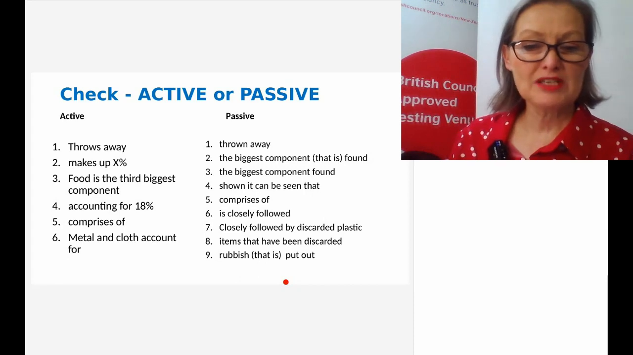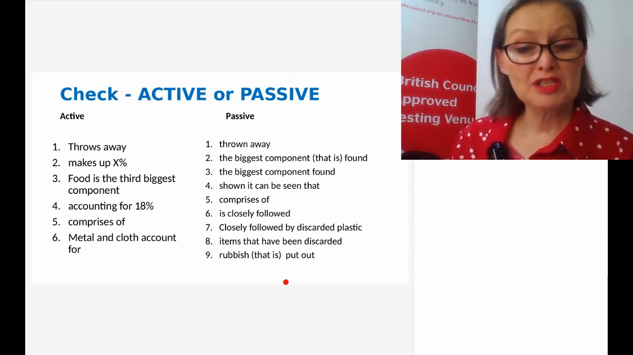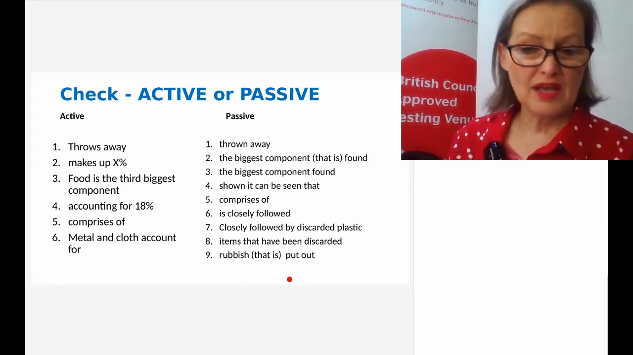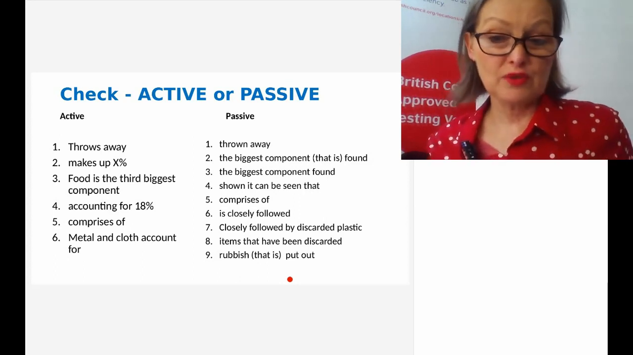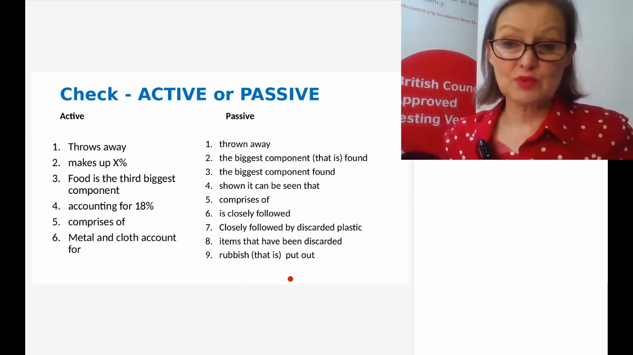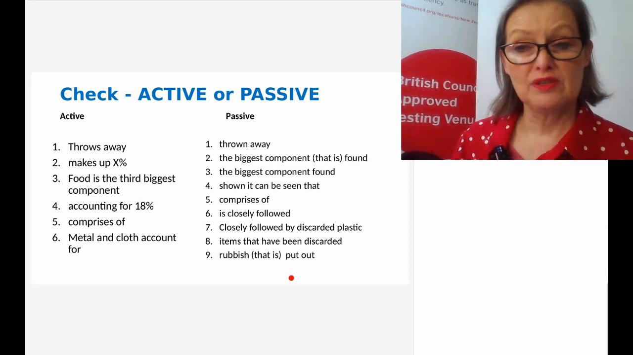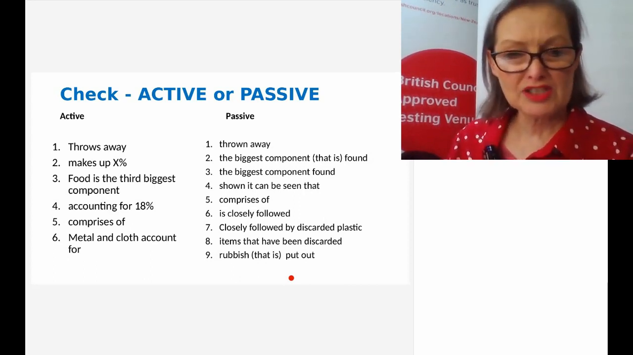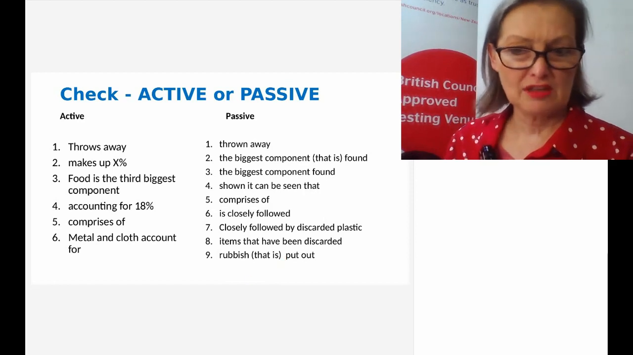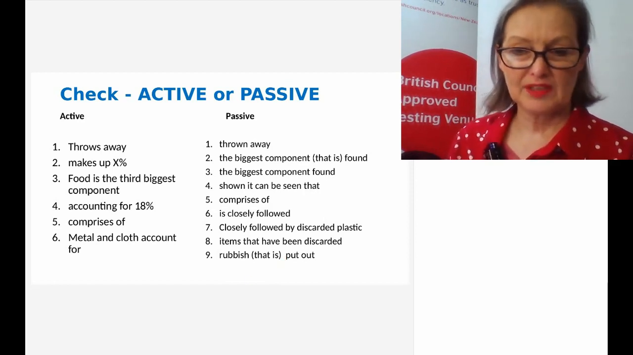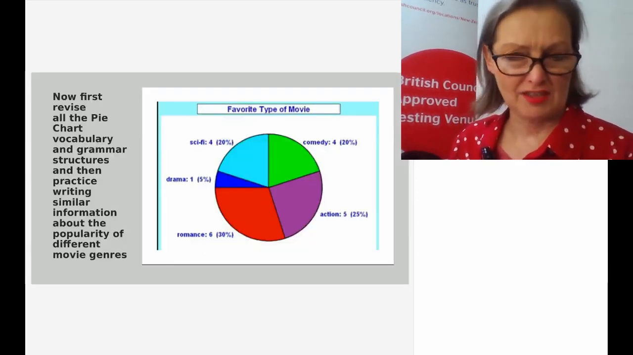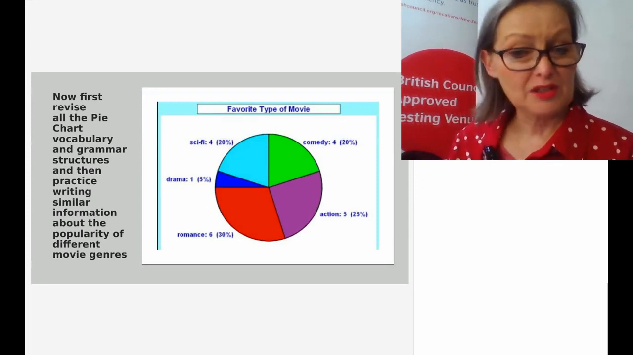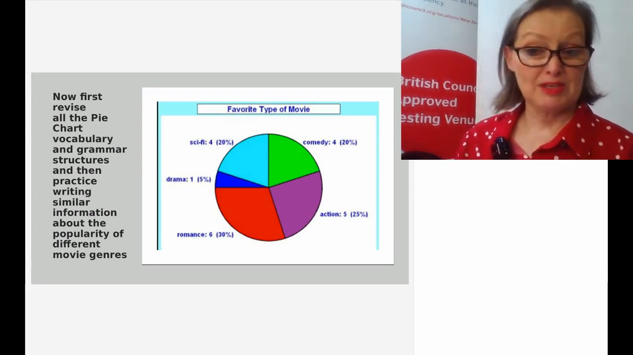And then once again, rubbish, put out, or rubbish that is put out. And once again, that's my passive too. And we drop that is, as we did in sentence number 2, the component that is found, because the rubbish doesn't put itself out. And the component doesn't find itself. Someone else puts the rubbish out.